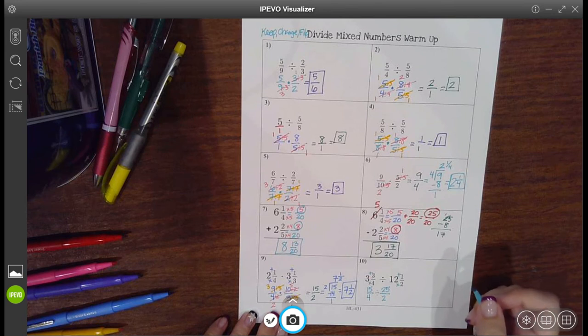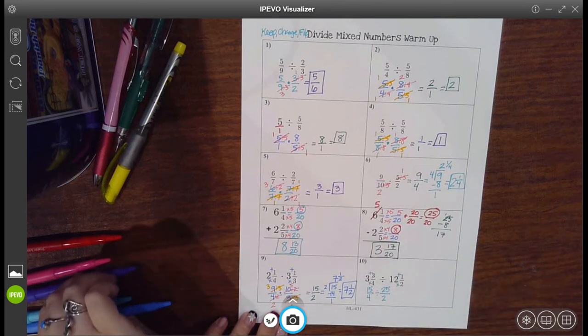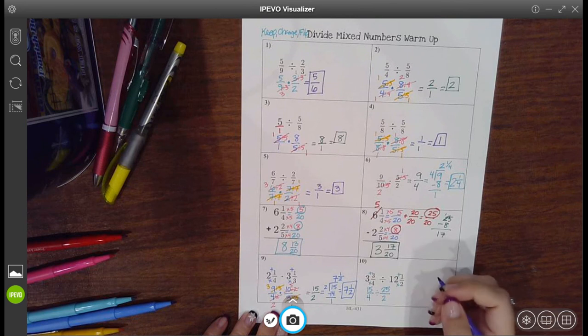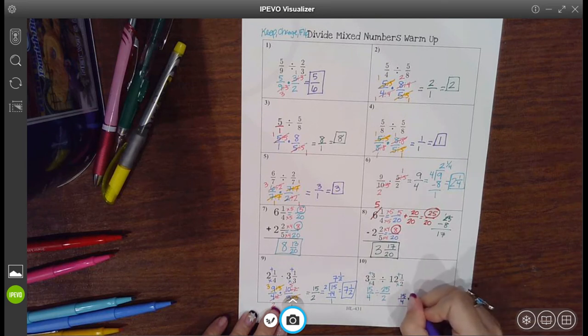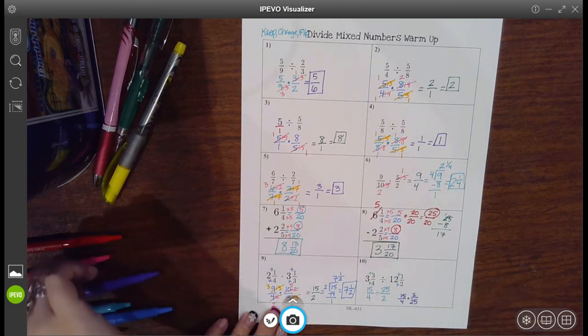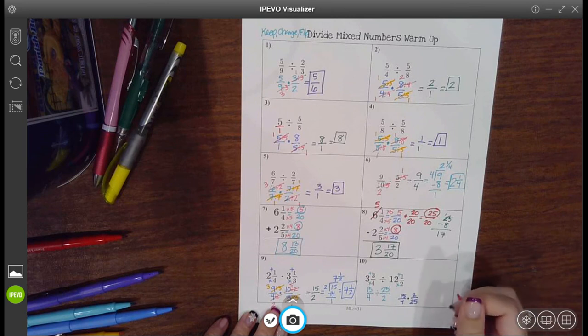But remember, whenever we're dividing with fractions, I want to change it to a multiplication problem. So I'm going to keep 15 over 4 as 15 over 4. I'm going to change division to multiplication. And then I'm going to flip that second fraction. Whatever was on the top goes to the bottom. Whatever was on the bottom goes to the top. Okay, and now that you have a multiplication problem, let's just go ahead and simplify it.